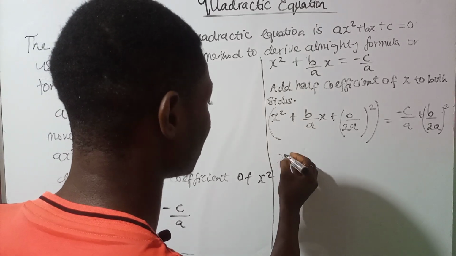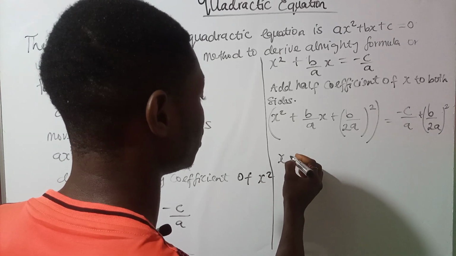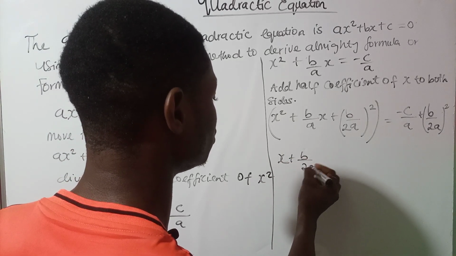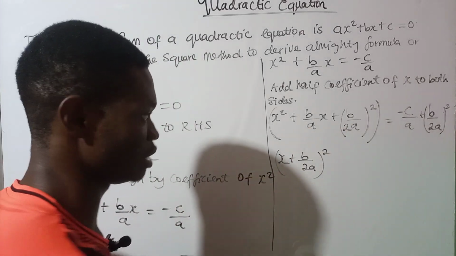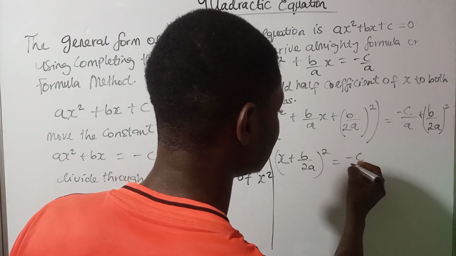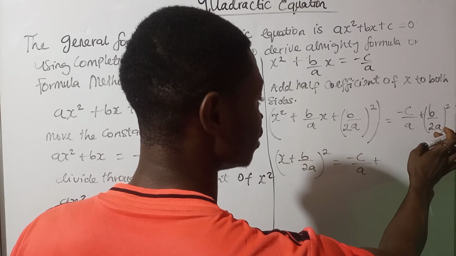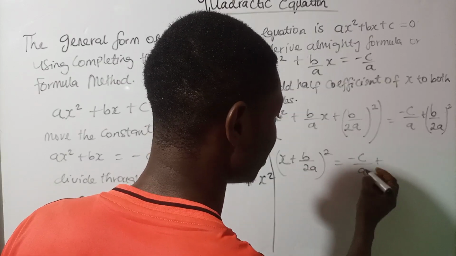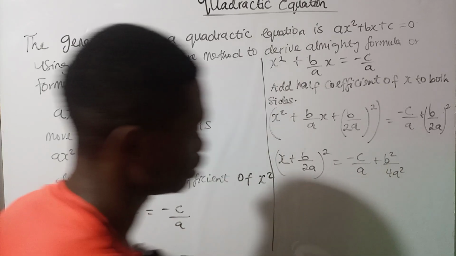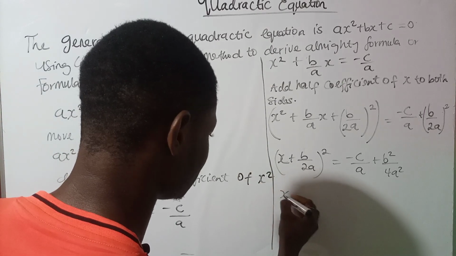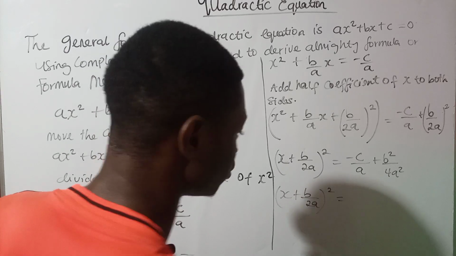This thing will be x, we're going to have x plus b over 2a all squared. If you open this thing, it's still gonna give you this: equals minus c over a plus, this thing is b raised to the power of 2 all over 2a raised to the power of 2. So we are going to have plus b squared over 4a squared. So we are going to have x plus b over 2a all squared equals what?